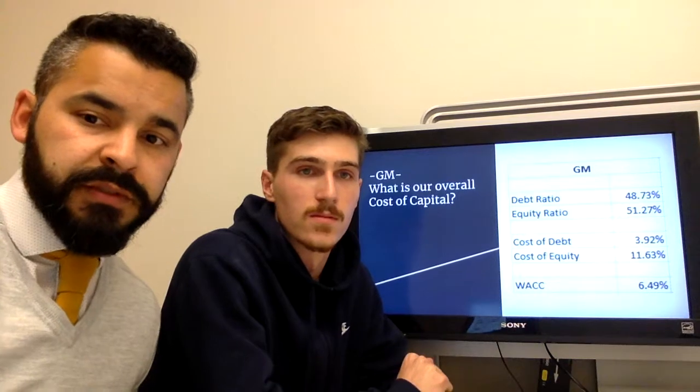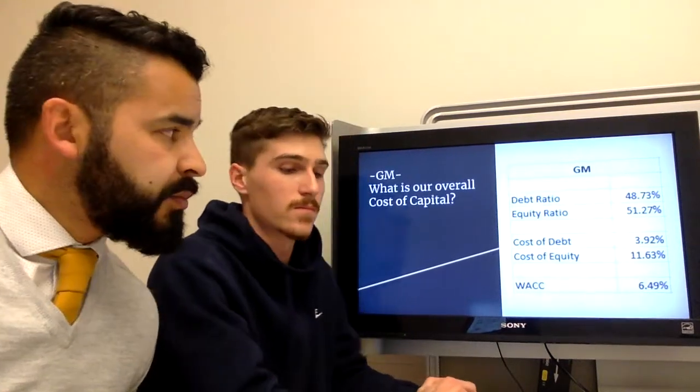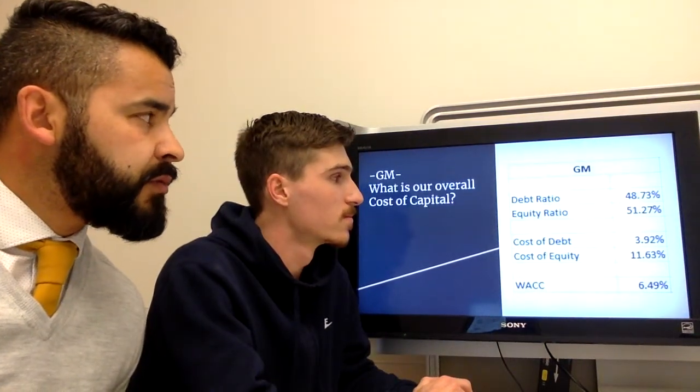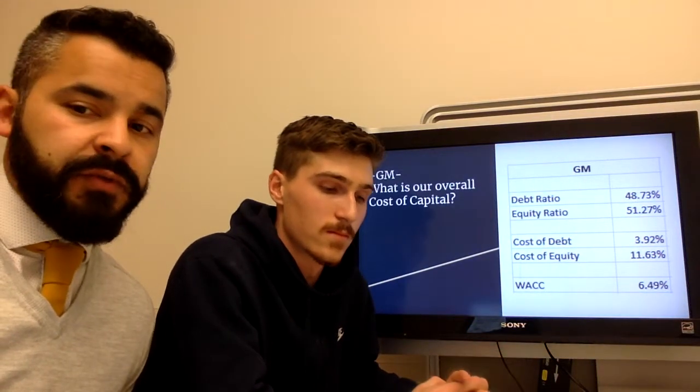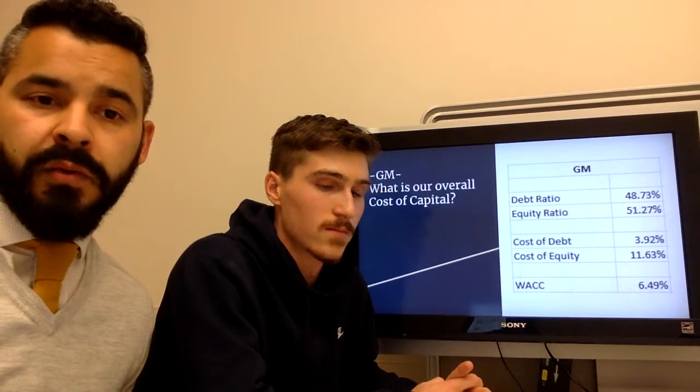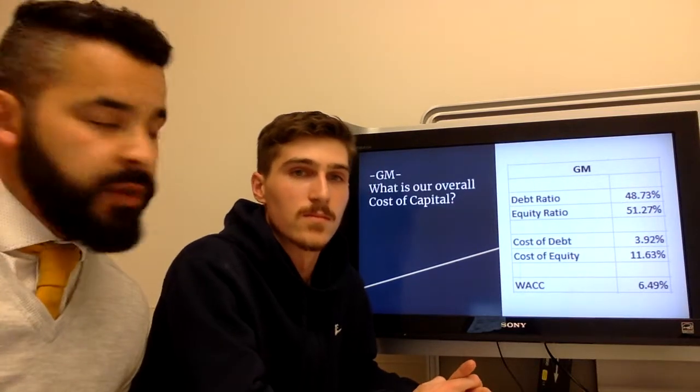And also, as in the previous slides, for GM we had a cost of debt of 3.92% and a cost of equity of 11.63%. Debt ratio was 48.73%, the equity ratio 51.27%. And then our WACC ended up coming out to about 6.49%.